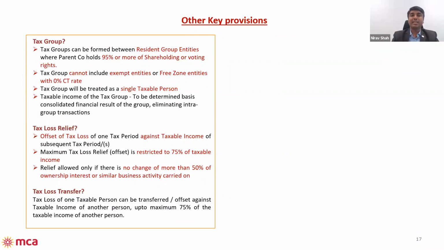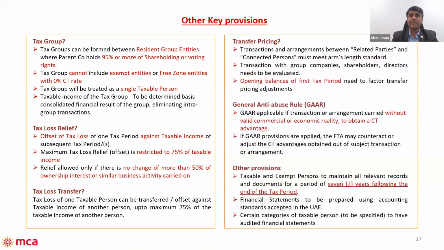The condition is that the minimum shareholding in both these entities, either one is holding in another at least 75%, or there is one entity which holds at least 75% in both these entities. Then none of the entities are free zone entities or exempt entities, and both follow the same financial year and accounting standard. Those conditions are there. If those conditions are fulfilled, the tax loss transfer would be allowed between two different taxable persons.